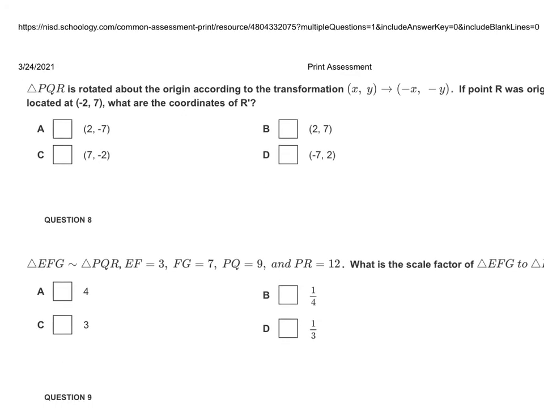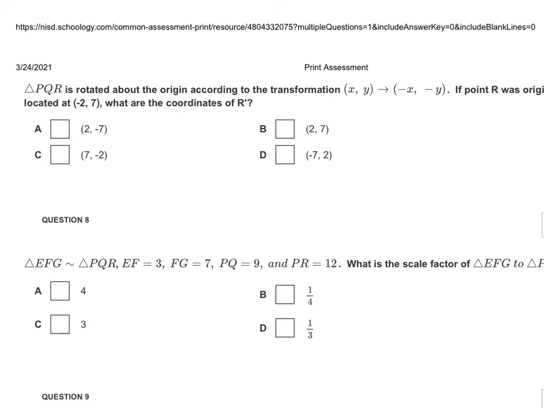Right here, PQR is rotated about the origin according to the transformation given here. XY maps onto -x, -y. So if R is originally located at -2, 7, what are the coordinates of R prime? So here we're just going to follow the rules. So if we start at -2, 7, we need to make our x value negative. So we're going to have a 2, which is positive, and then a -y would be -7. So R prime would be at 2, -7, or A.